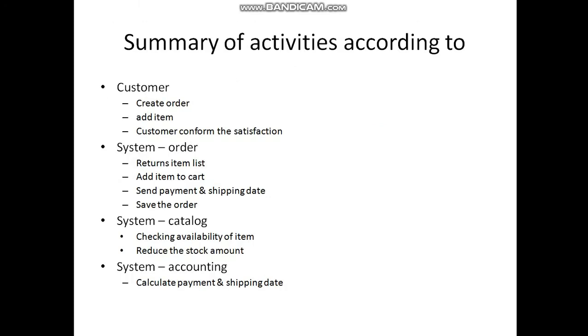The next slide summarizes my findings. You can see here the customer doing 3 activities: creating order, add item, and confirm the order. The main order system does 4 activities: return item list to customer, add item to cart, send payment information, and save the order. The catalog unit within the system performs 2 activities: checking availability and reducing stock amount. Finally, the accounting unit within the system calculates the payment and possible shipping date.